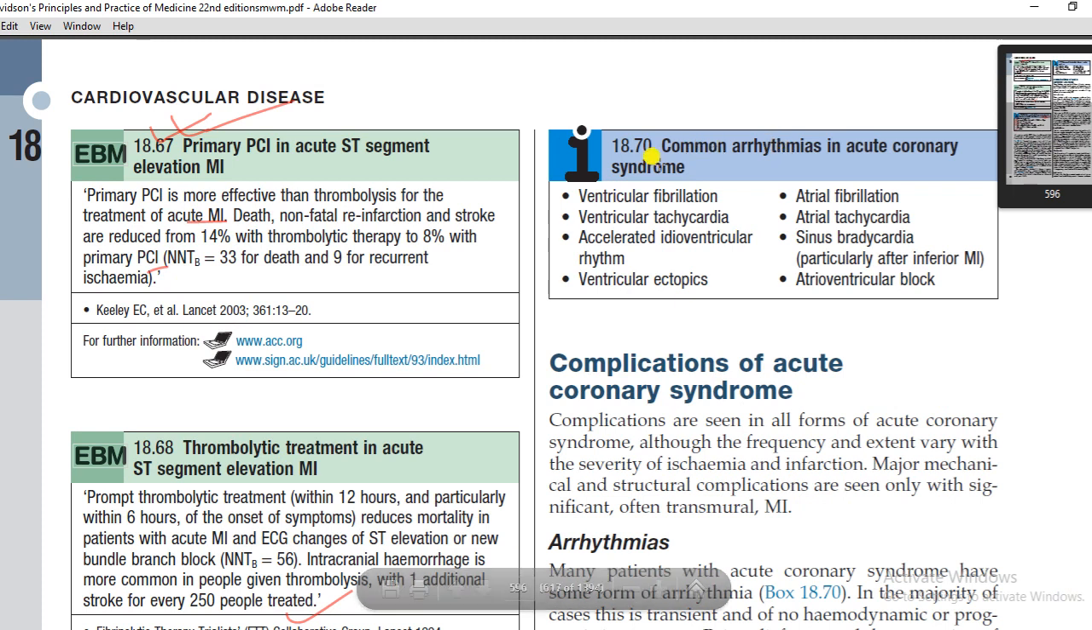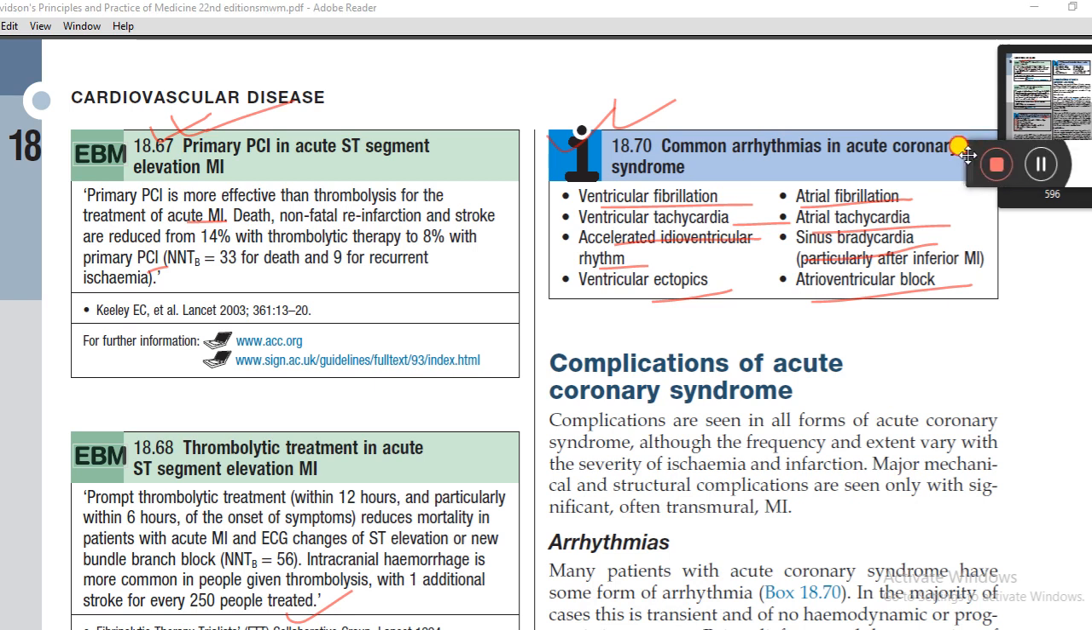Common arrhythmias in acute coronary syndrome: ventricular fibrillation, ventricular tachycardia, accelerated idioventricular rhythm, ventricular ectopics, atrial fibrillation, atrial tachycardia, sinus tachycardia, sinus bradycardia, atrioventricular block.